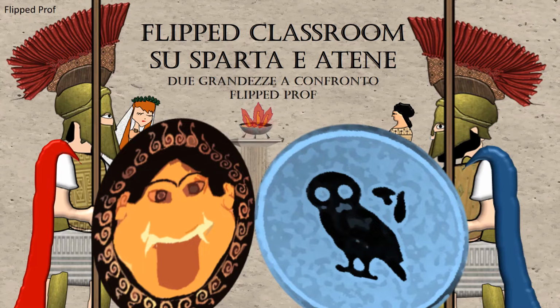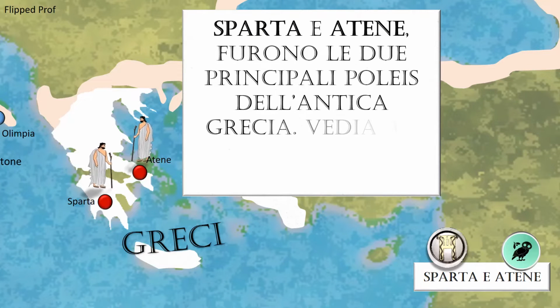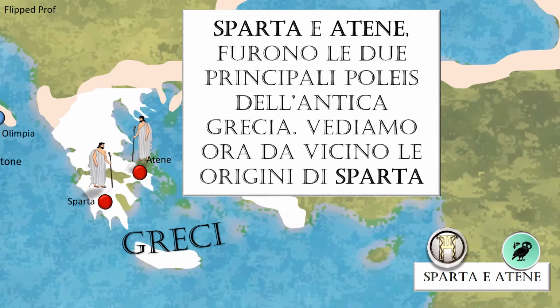Sparta and Athens flipped classroom, two greatnesses compared. Sparta and Athens were the two main polis of ancient Greece. Let us now take a closer look at the origins of Sparta.